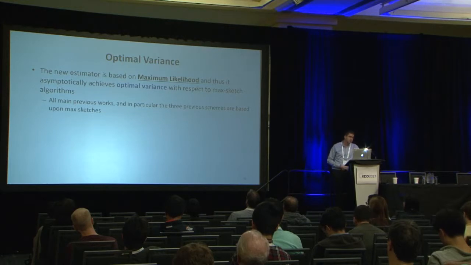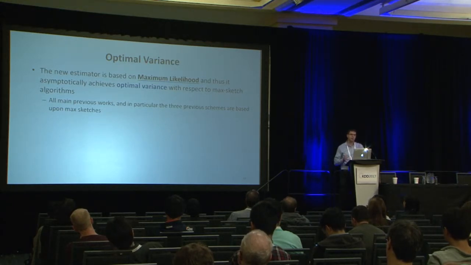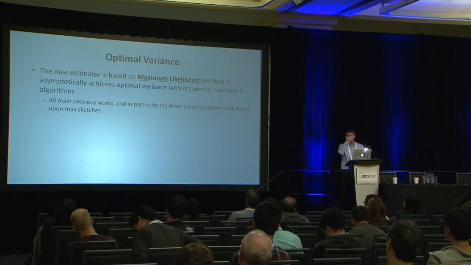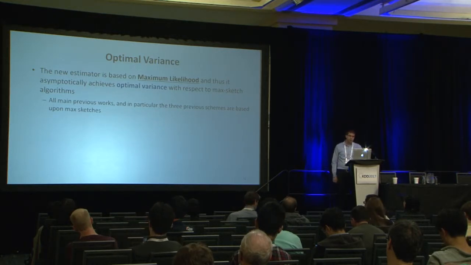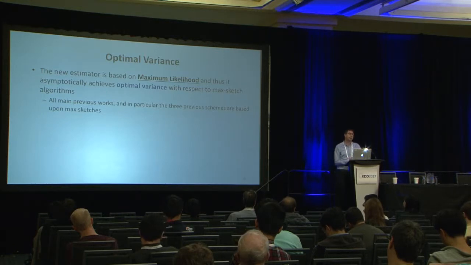Because our new estimator is based upon maximum likelihood, it is guaranteed to asymptotically achieve optimal variance with respect to any algorithm based upon the max sketches, which is very good because all main previous works, and especially the three that we discussed before, are all based upon such sketches. So our new estimator is theoretically guaranteed to outperform them.